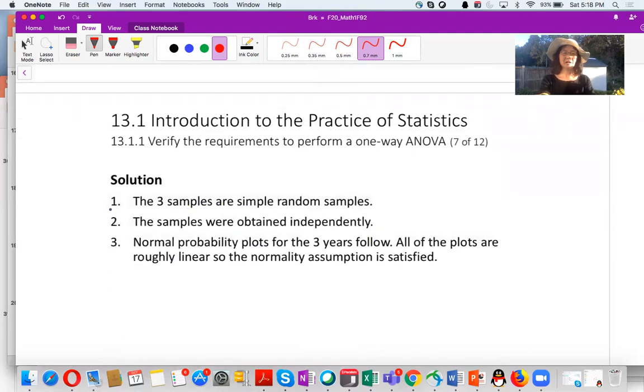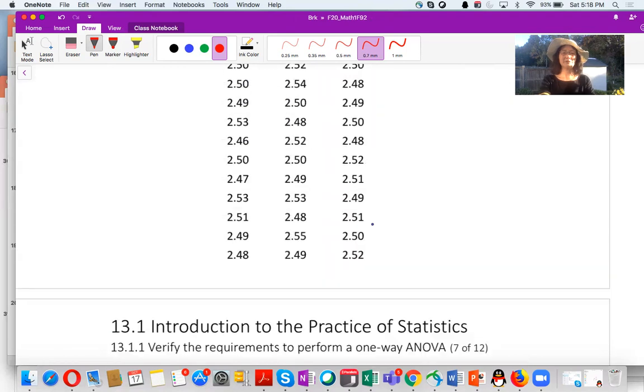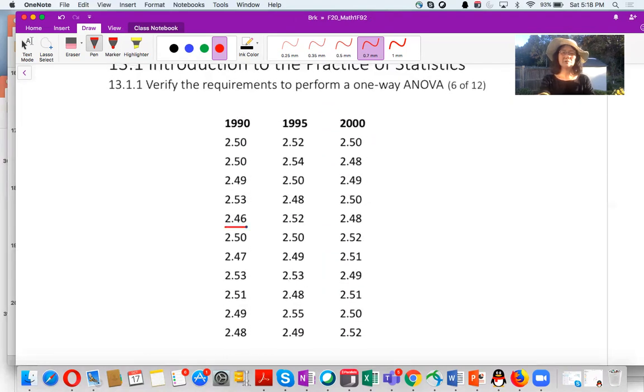So verify the first one. The 3 samples are simple random samples. This one we assume. How do you produce a simple random sample? We did that in lecture 1. The second one, samples are obtained independently. This is obvious because when you pick one sample minted in year 1990, it is independent of another sample you pick from year 1995, and it is independent of another sample you picked from the year 2000.